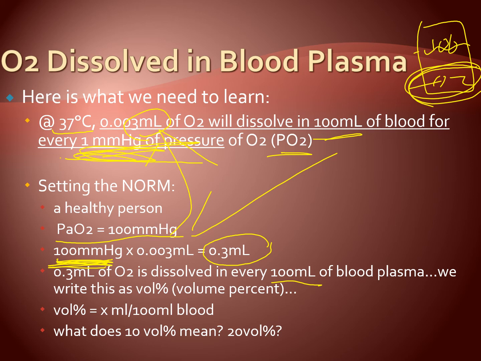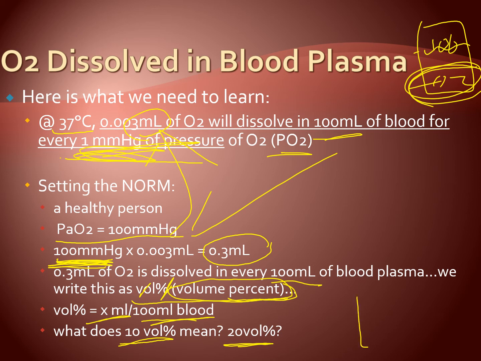So the units for this, when this is converted, is what's called a volume percent, right? Because percent means per 100, and we want to see how much volume is there per 100 ml. So that's where we get the volumes percent. So 0.3 mLs for every 100, that's a very low volume percent. So how many milliliters of oxygen are there in a 100 ml sample? So 10 volumes percent, what does that mean? 20 volumes percent, what does that mean?